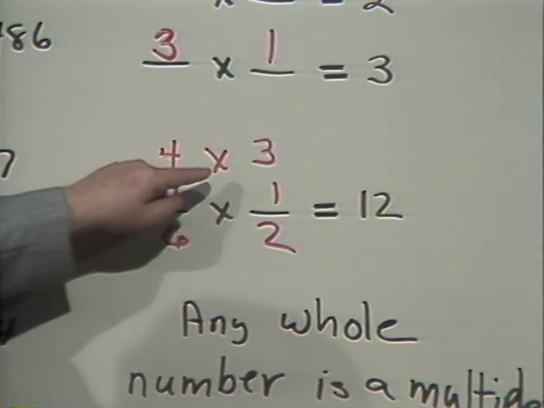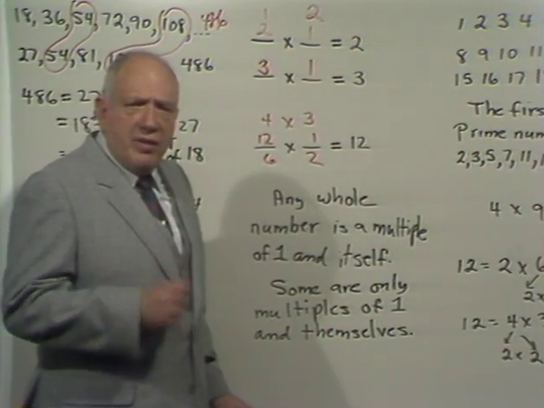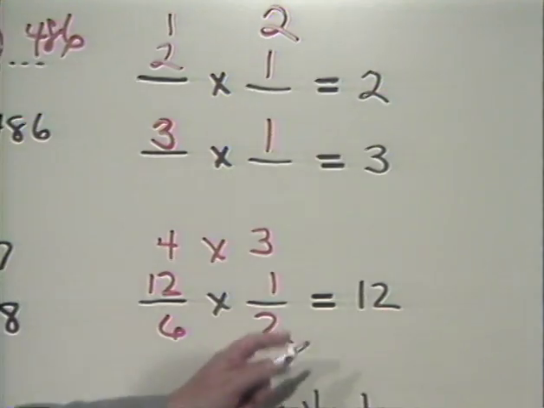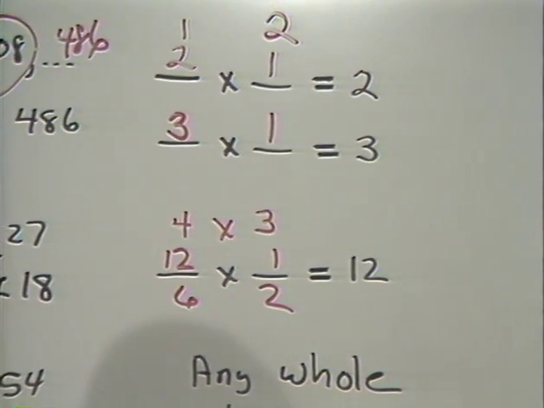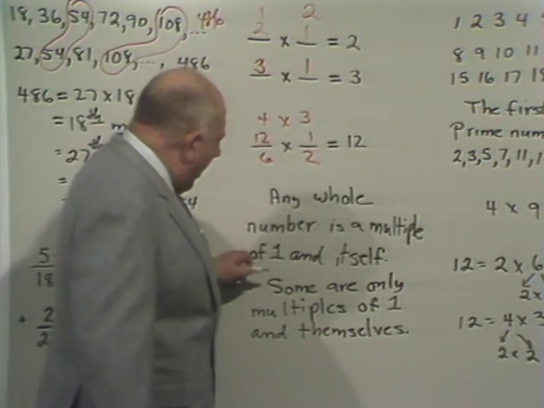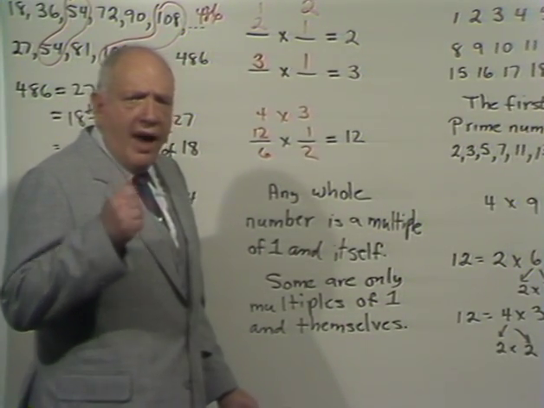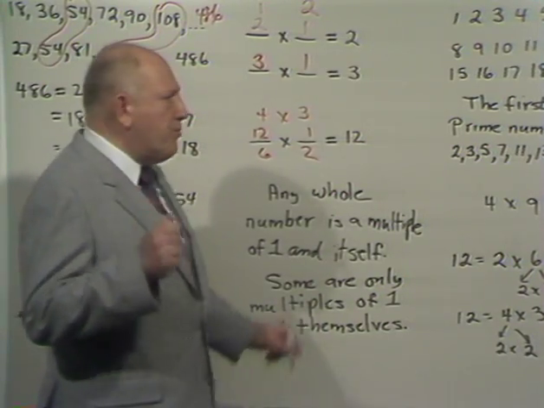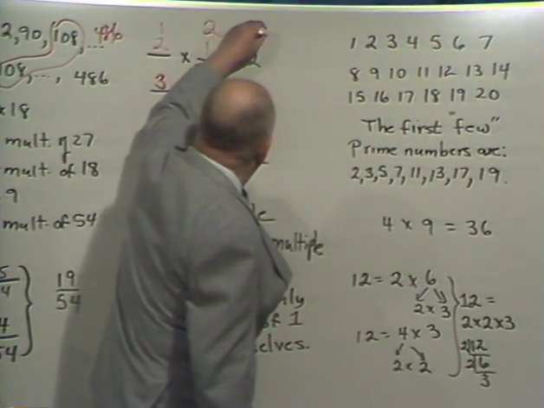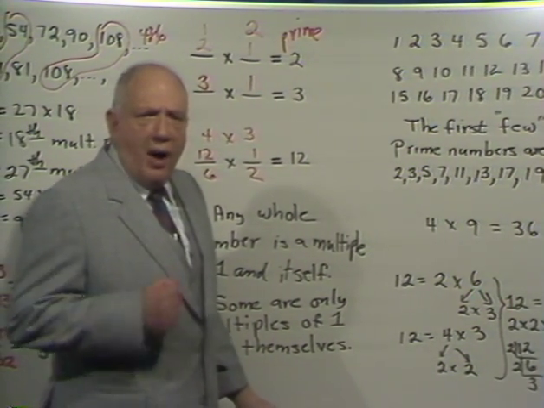You see, the problem is numbers like 2 and 3 can only be written as multiples of themselves and 1. On the other hand, 12 can be written as a multiple of itself and 1, but also as a multiple of what? 2, 3, 4, or 6. See, any whole number is a multiple of 1 and itself. But some whole numbers are only multiples of 1 and themselves. And those types of whole numbers are given special names. They are called prime numbers. See, 2 and 3 would be called prime numbers. 12 is not a prime number. It's called a composite number.